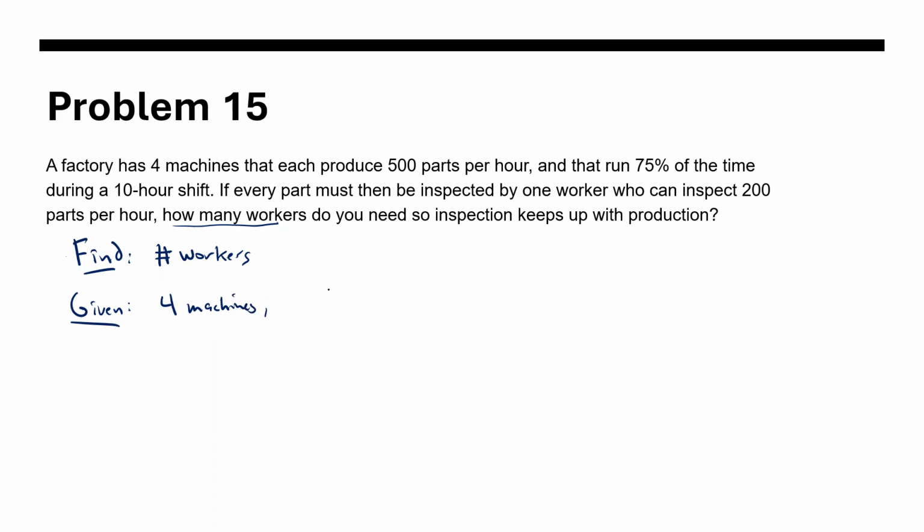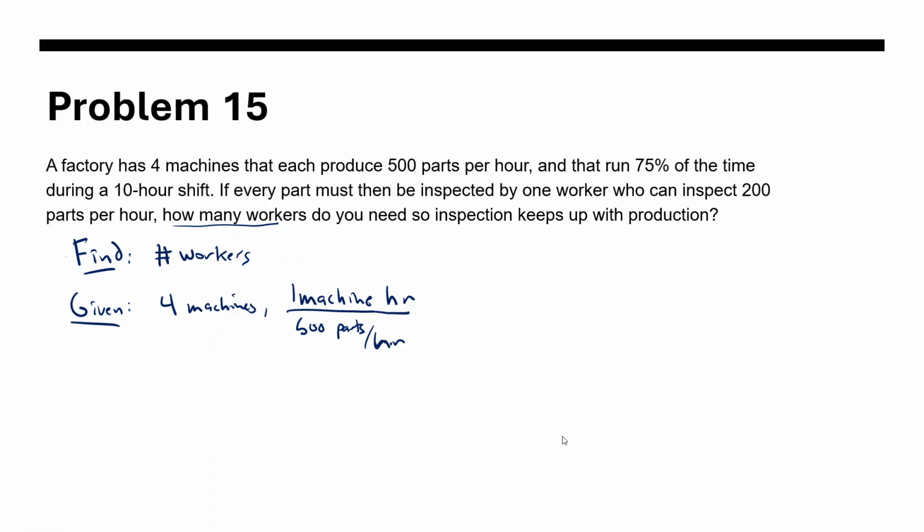We know that each machine produces 500 parts per hour. So one machine, this is a conversion factor now, one machine makes 500 parts per hour. Now we could do parts per hour like this and put hour on the bottom, but now we've got a denominator in a denominator, which means we can just put hour on the top. So one machine in an hour can make 500 parts.